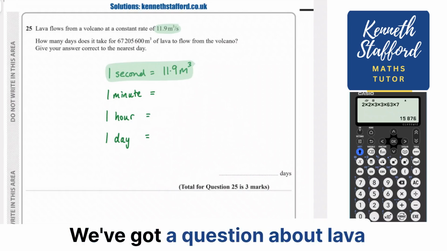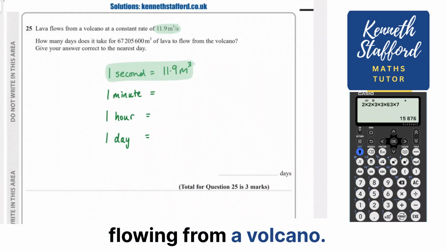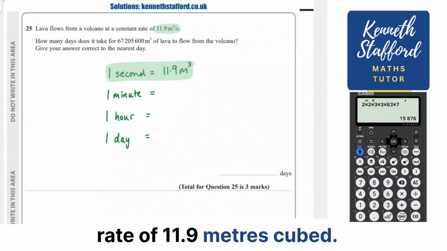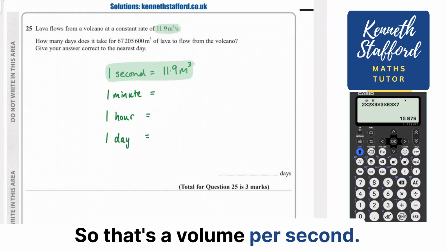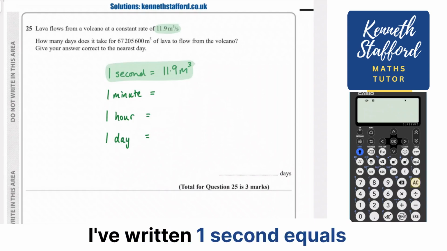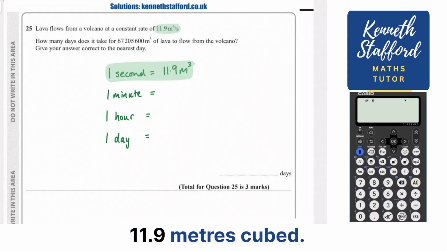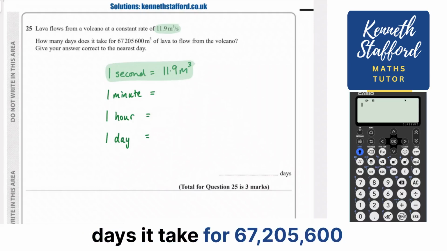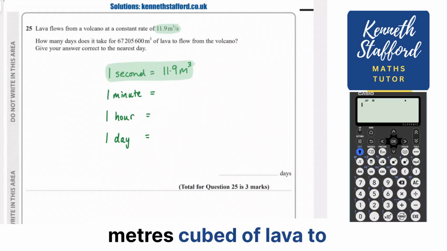Question 25. We've got a question about lava flowing from a volcano. So it's flowing at a constant rate of 11.9 meters cubed. So that's a volume per second. So, and I've just taken that and I've written 1 second equals 11.9 meters cubed. And it wants to know how many days it take for 67,205,600 meters cubed of lava to flow from the volcano. And we need to give it to the nearest day.